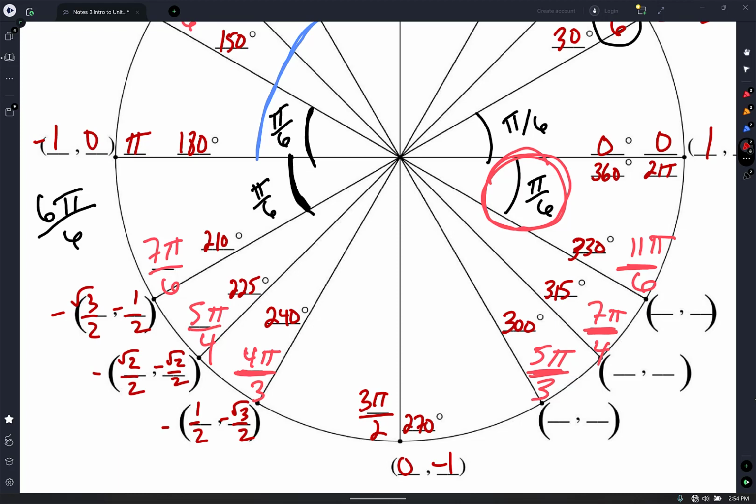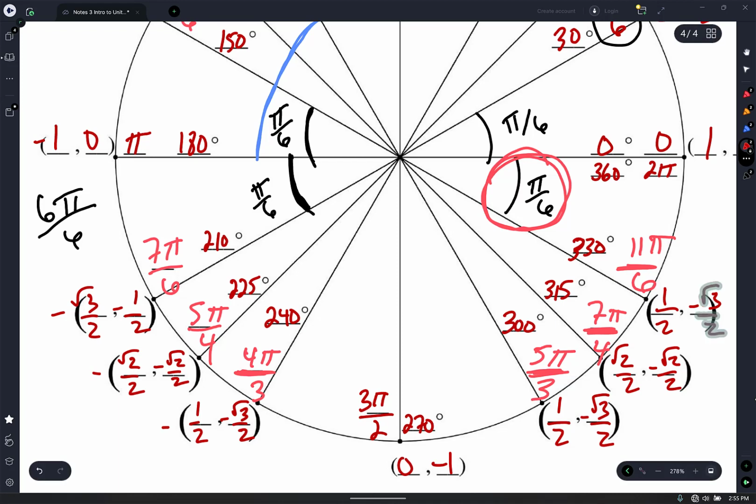In quadrant 4, which one's positive, which one's negative? X is positive, y's are negative, so at the 300, you put 1/2, negative square root of 3 over 2. All I'm doing is reflecting the coordinates, guys. Square root of 2 over 2, negative square root of 2 over 2. 1/2, negative square root of 3 over 2.